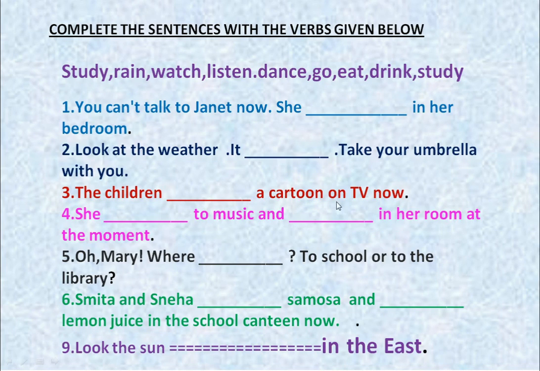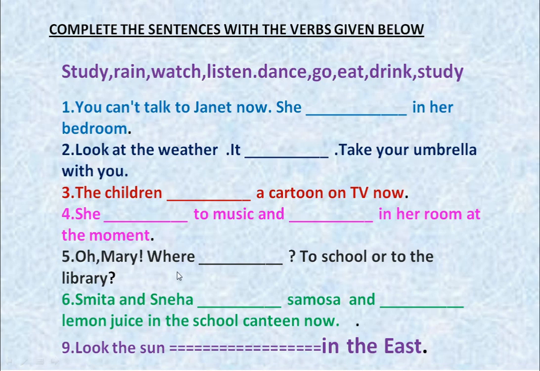The children dash a cartoon on TV now. The word now itself makes the sentence present progressive. The children is the plural subject. So the children are watching cartoon on TV now. She dash to music and dash in her room at the moment. What can you say? She is listening to music and studying in her room at the moment. See, at the moment indicates that this sentence will be in present progressive tense.